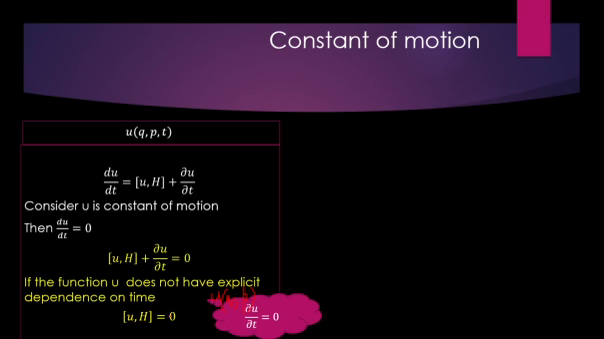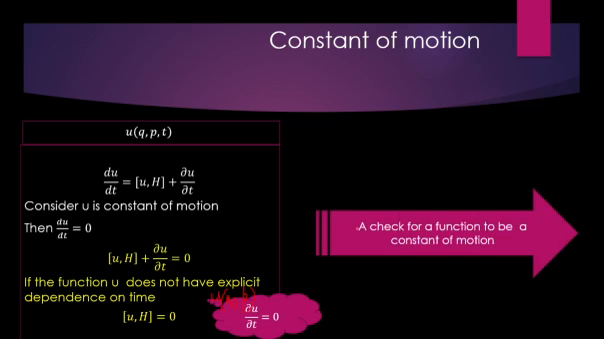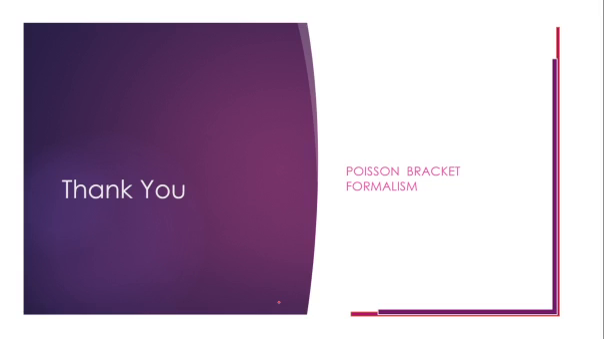So that could be taken as a check for whether a given function is a constant of motion. How do you check it? You just have to get the Hamiltonian of the system and take the Poisson bracket of the given function with the Hamiltonian. If that is 0, then you can confirm that u is a constant of motion, as well as that it doesn't have explicit dependence on time. So we'll end with this.